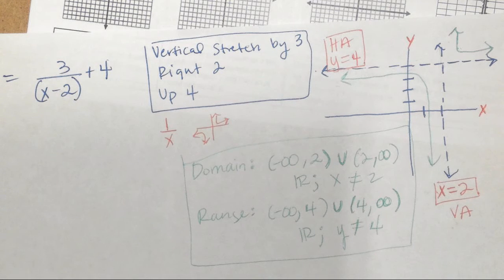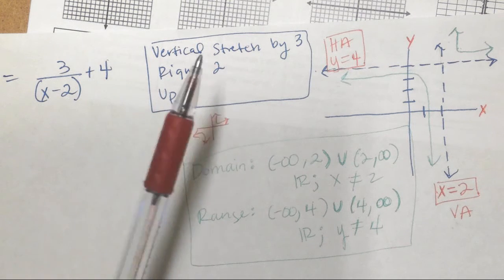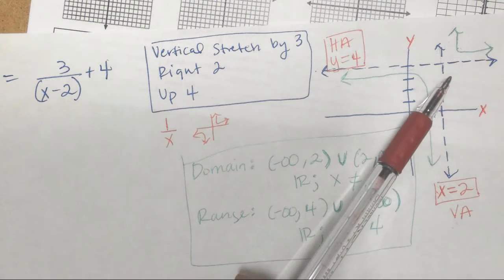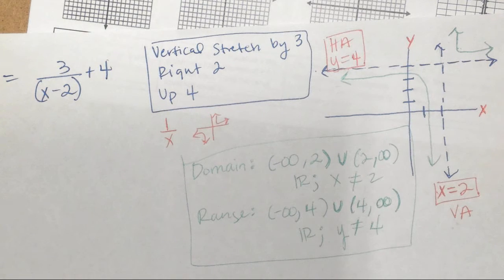Alright, so I think that's everything that we have. We have listing our transformations, domain and range. We draw a sketch. We list the vertical and horizontal asymptotes.